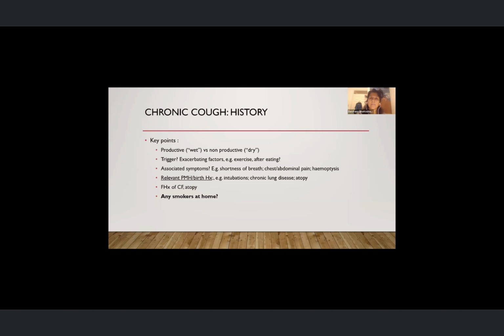Red flags in the history would include weight loss or poor growth, symptoms of malabsorption such as diarrhea, and recurrent severe ENT or chest infections that land children in hospital needing intravenous antibiotics, for example. And obviously apnea is a red flag sign, but again, that's more of an acute presentation. So I'm not quite sure why I put it in there. So sorry about that.